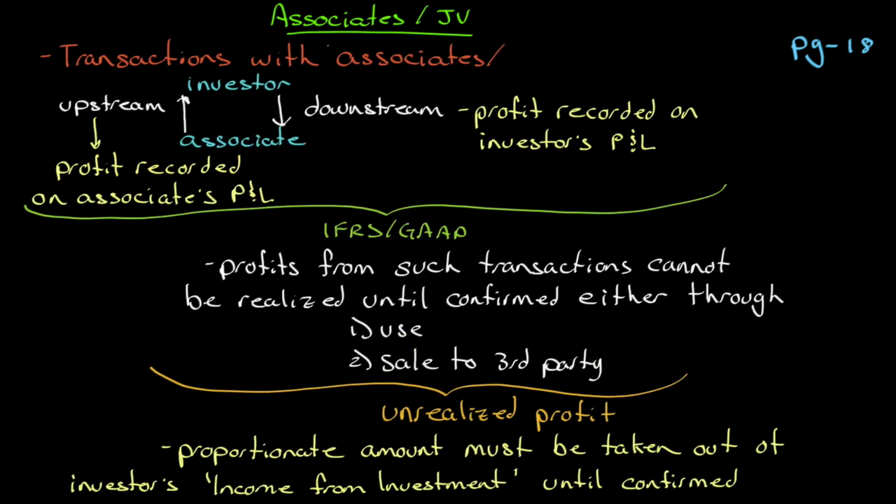Okay, transactions with associates. So we can think of the investor and the associate in a relationship like this. If there's a transaction from the associate to the investor, that's called an upstream transaction. The profit is recorded on the associate's P&L. If the transaction originates from the investor to the associate, that's called a downstream transaction. The profit is recorded on the investor's P&L. So for both of these, upstream and downstream, under IFRS and GAAP, profits from such transactions cannot be realized until confirmed either through use or sale to a third party. And that makes a lot of sense, I think.